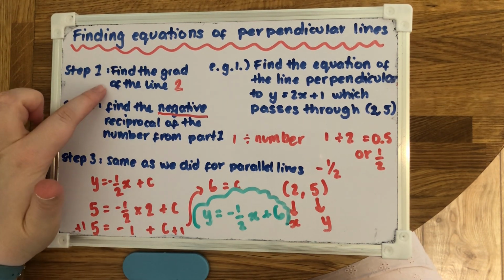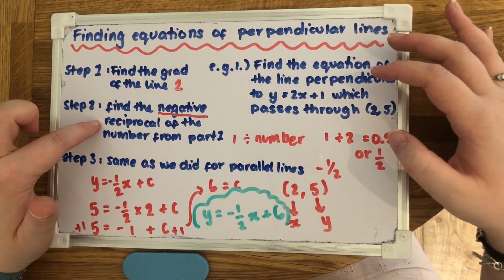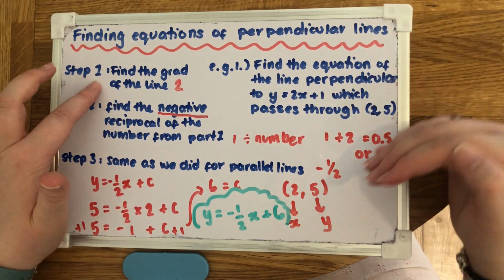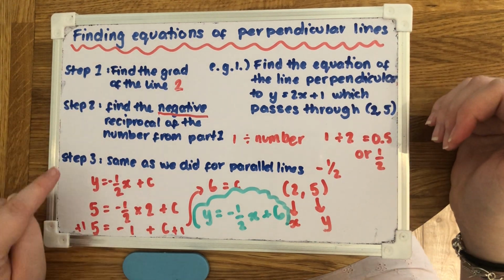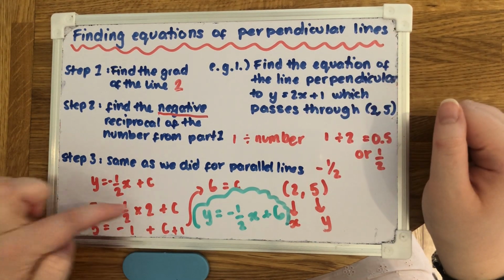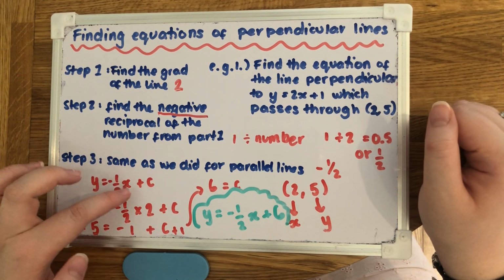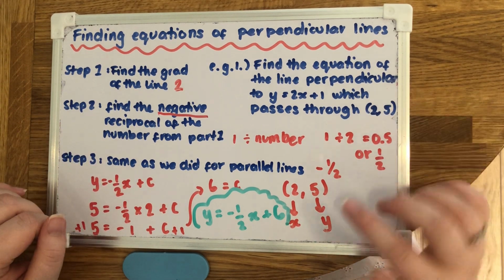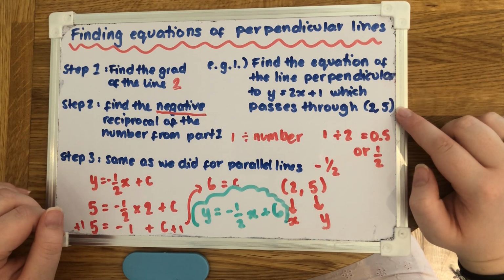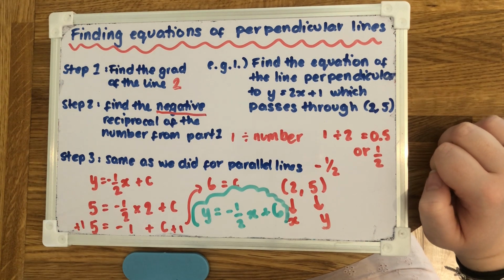Okay, so step 1, find the gradient of the line that's given in the question. Step 2, find the reciprocal and then change the sign, so whether it's positive here, then it will become negative, or vice versa. Then step 3 is what we did for the parallel line ones. That's where we write this equation here, so y equals whatever the gradient is, x plus c, and then we use the coordinate that's also given in the question to then work out what c is. Okay, and we just do that by substitution.